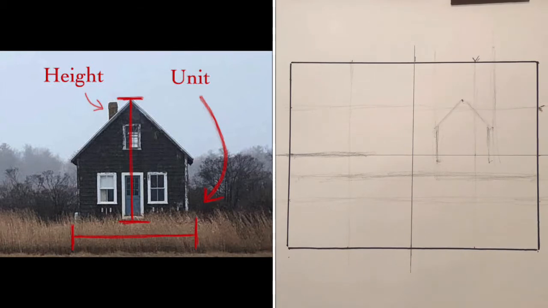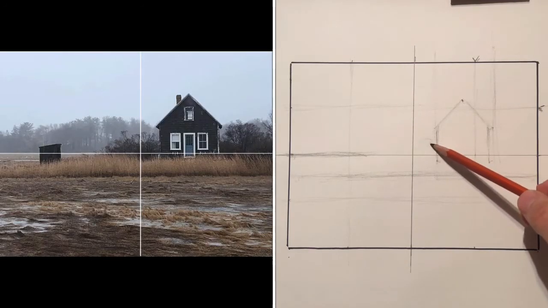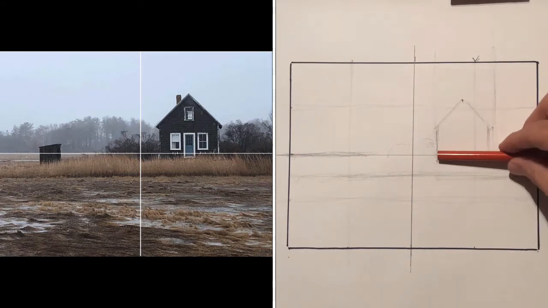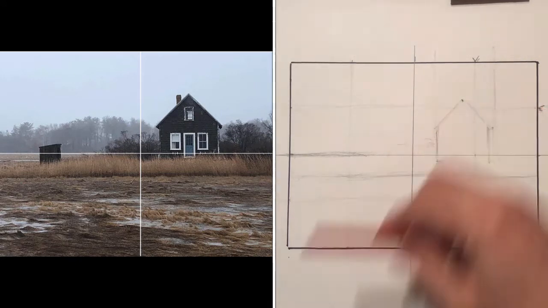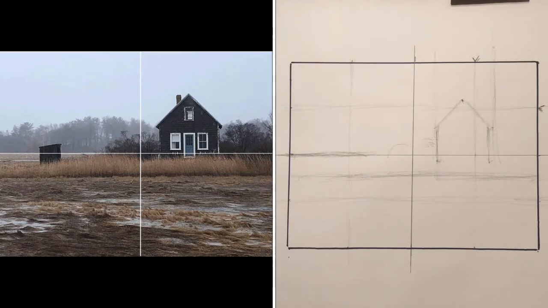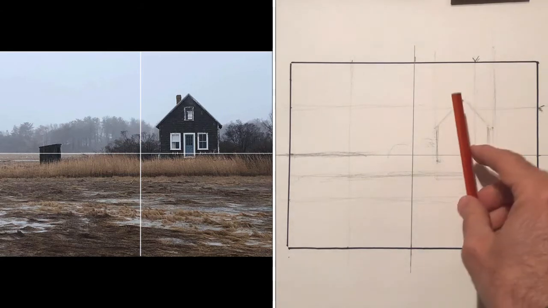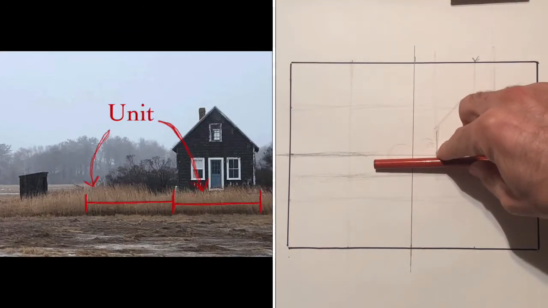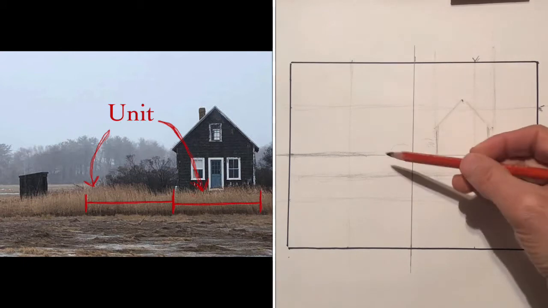For example, there is a bush right here to the left of the house, right? And if I take a measurement, I know that that bush to the left of the house is a little bit shorter than the unit. So I take a unit of measurement. There's my unit. Flip it on its side. Boom.